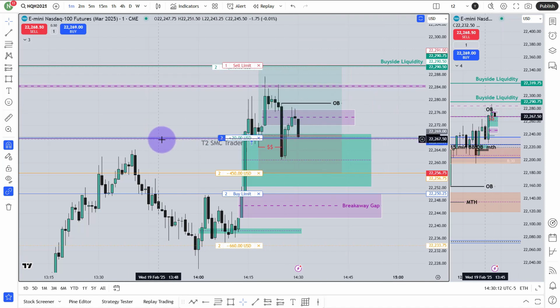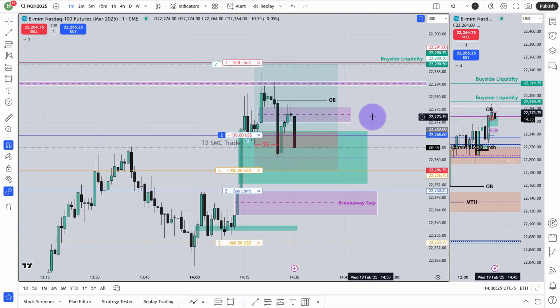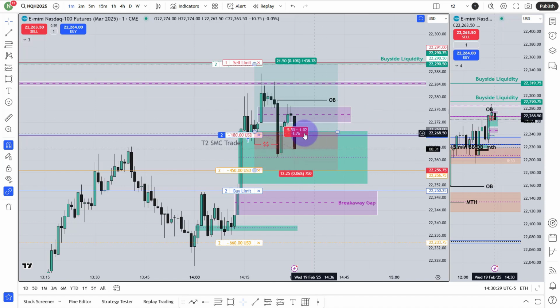This is that midnight open over here. I would love to see this midnight open will work as a support now. Okay, there is a line which is actually the midnight open. I would love to see this midnight open will work as a support. That's what I would love to see. If it doesn't, then it's okay.